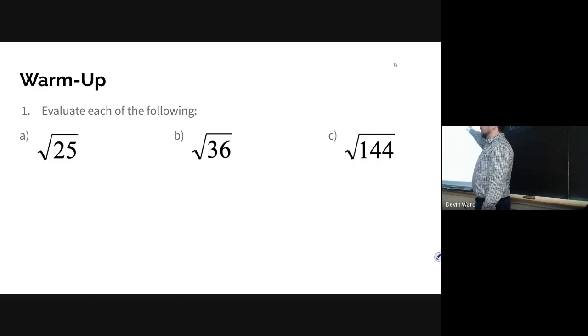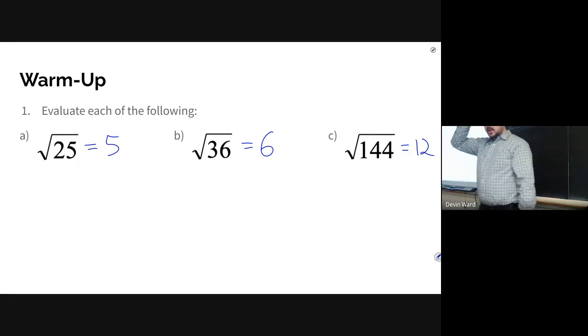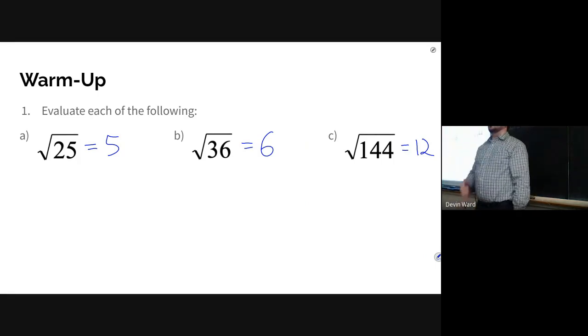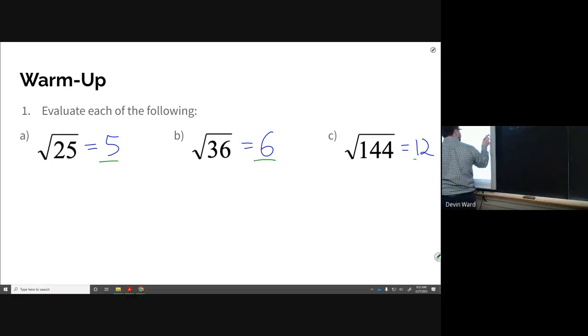If I ask you to evaluate or just calculate each of the following, what do we have? Perfect. The square root of 25 is 5. The square root of 36 is 6. And the square root of 144 is 12. Square roots. So if you know them off the top of your head, that's great. If you need to punch them into your calculator, that's fine too. But they all work out to a whole number. So it's exactly 5, exactly 6, and exactly 12.